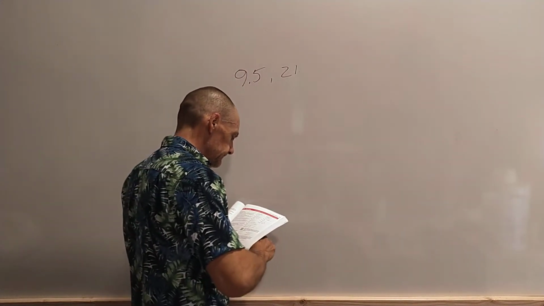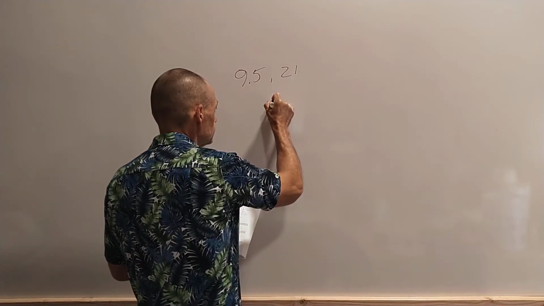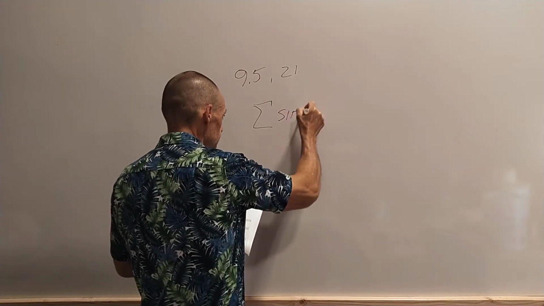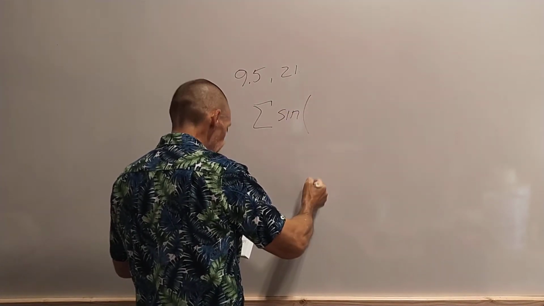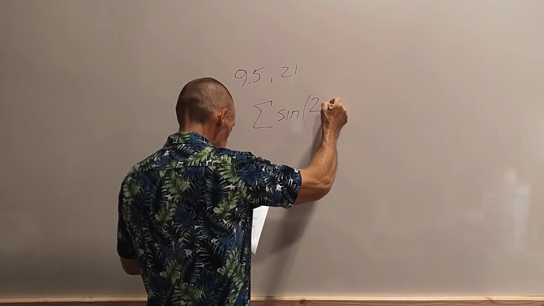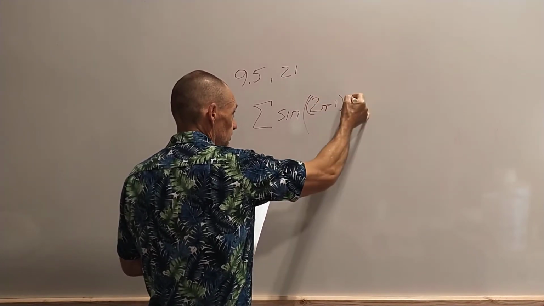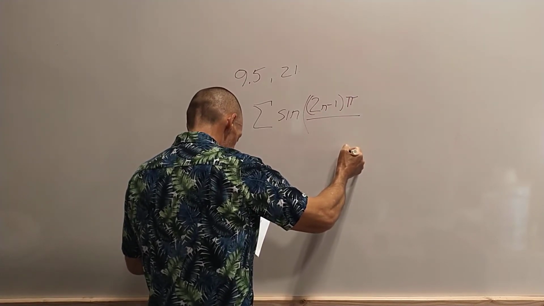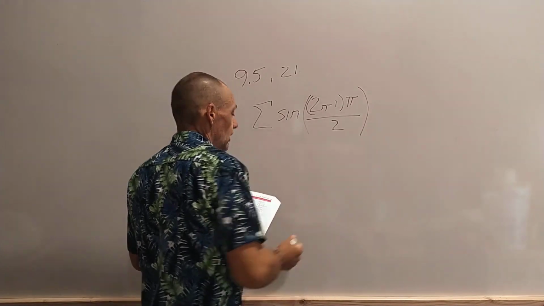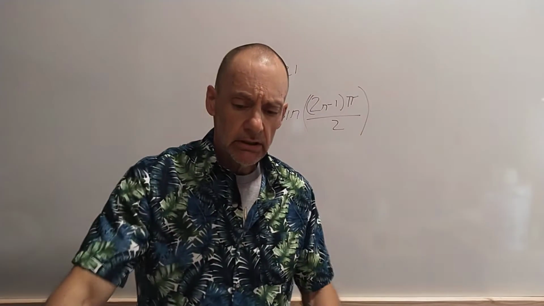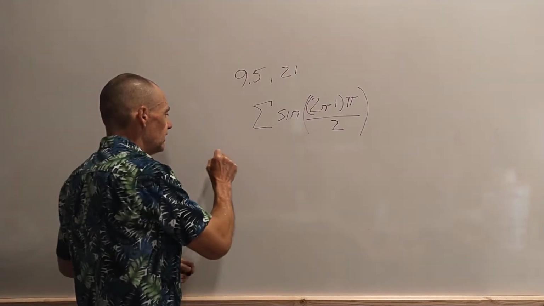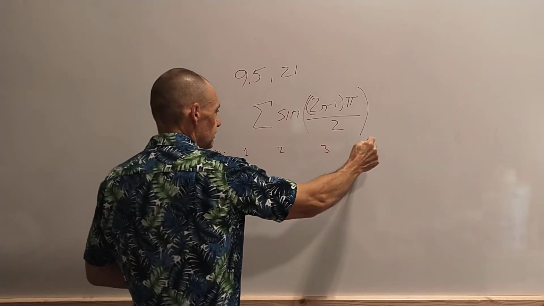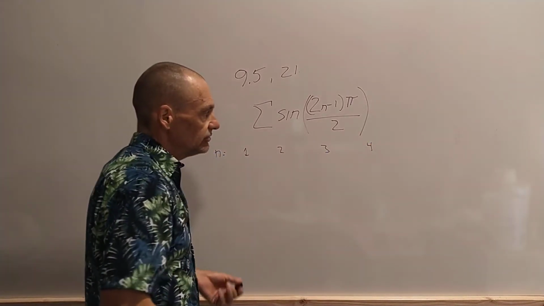So we've got a sine function, and then a giant fraction: 2n minus 1, multiplied by pi over 2. Let's write out a few terms. We've got n here: 1, 2, 3, 4. Now, how many terms do you have to write out? It just depends how good you are.